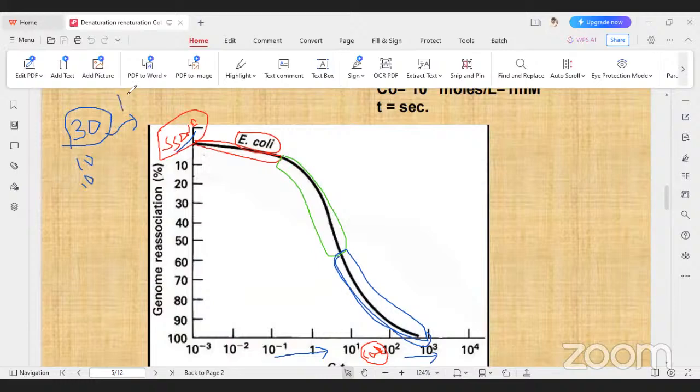The total is 100 DNA single copies. In 100 DNA single copies, 30 are high repetitive DNA copies. This consists of high repetitive DNA. Now these 30 reassociated. Now how many remain?